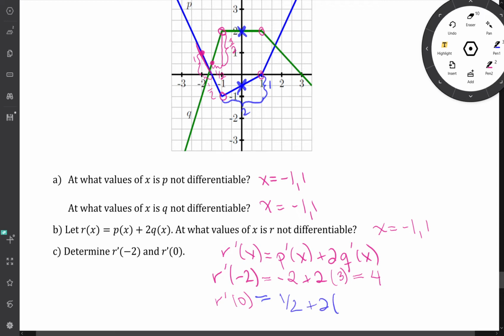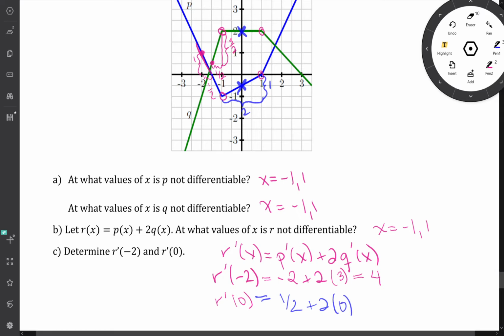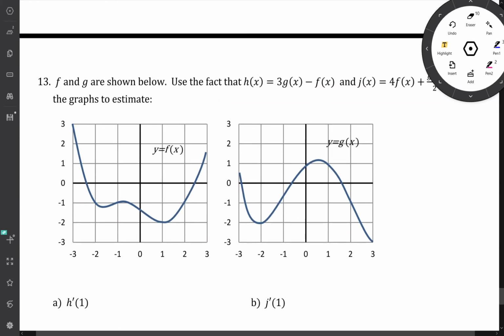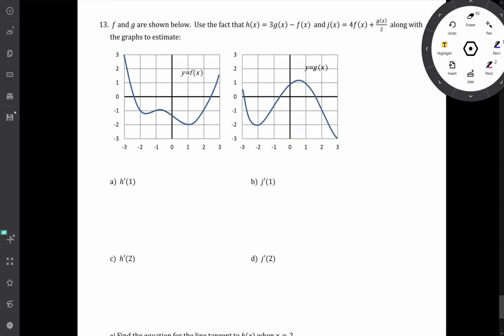And then Q prime is 0, so that actually makes that part really easy. We're looking at this top point right here, and the slope is definitely 0. So we get positive 1/2. Okay, and then 13, let's see, 13 is similar to 12.